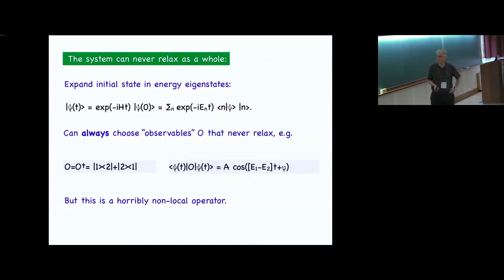This operator, you would never be able to measure in practice, because operators that involve projectors on energy eigenstates are horribly non-local in space. Very, very difficult to think of an experiment that could ever measure anything like this. So the system doesn't relax, but quantum mechanics is a theory of measurement, let's not forget. So even if this expectation value keeps on oscillating, if I can't measure it, I probably shouldn't care.